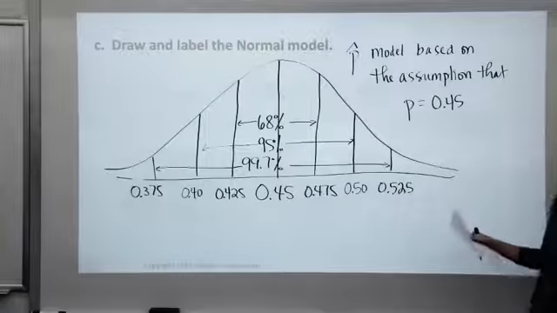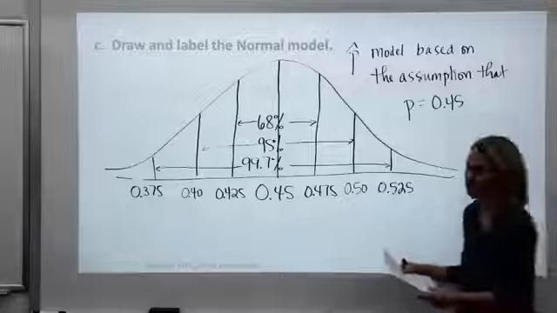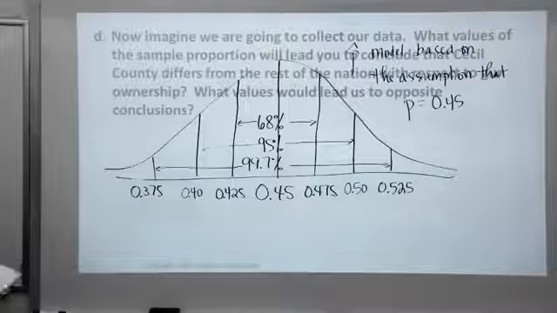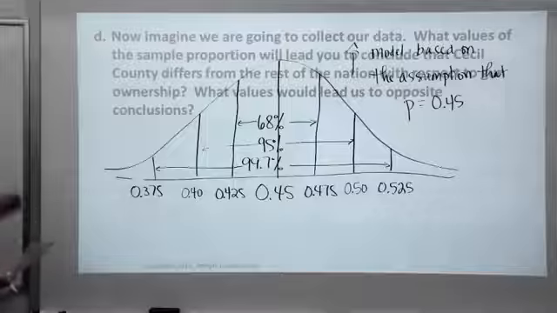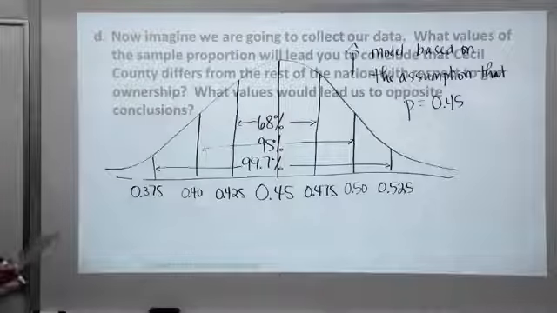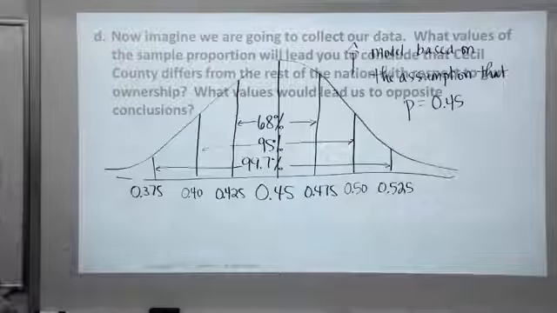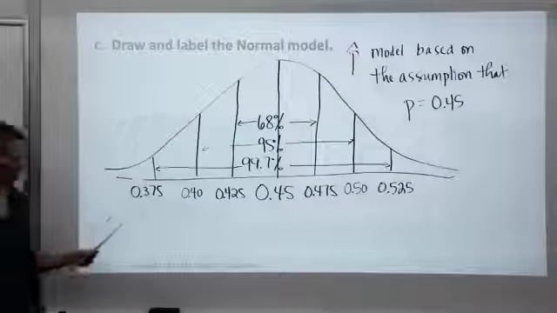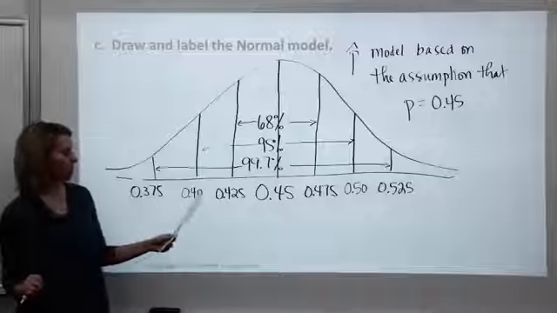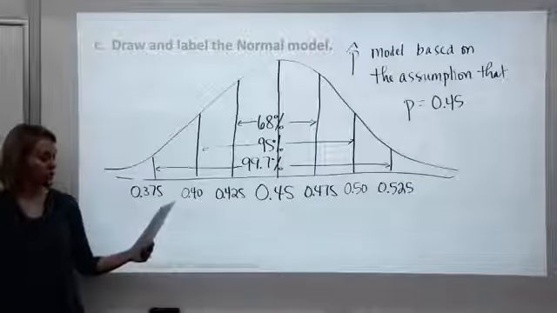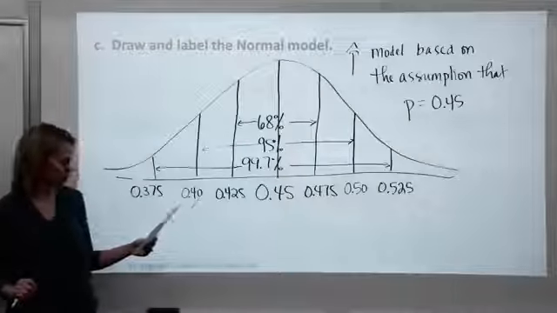Now we're going to imagine if we collect our data and see what might happen here. But you've got this in your notes. I'm going to let you read this for a second. So now imagine we're going to collect our data. What values of the sample proportion will lead you to conclude that Cecil County differs from the rest of the nation with respect to gun ownership?